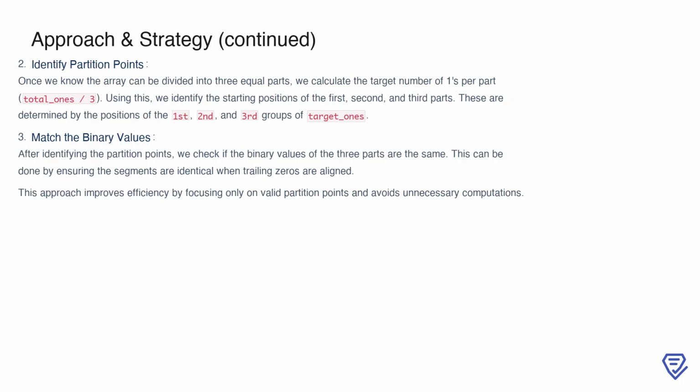After determining these partition points, we need to verify that the binary values of the 3 parts are identical. This involves ensuring that when any trailing zeros are aligned, the segments match exactly. By narrowing our focus to these specific partition points and aligning the segments, we can confirm whether the array can indeed be split into 3 equal parts. This strategic approach eliminates the inefficiencies of the brute force method and significantly speeds up the process.